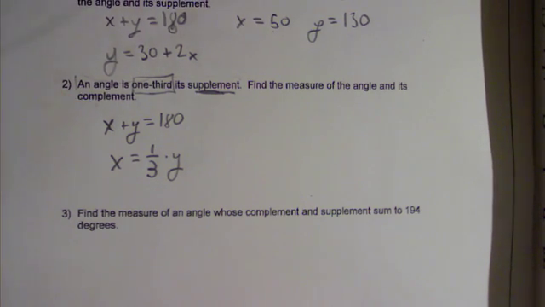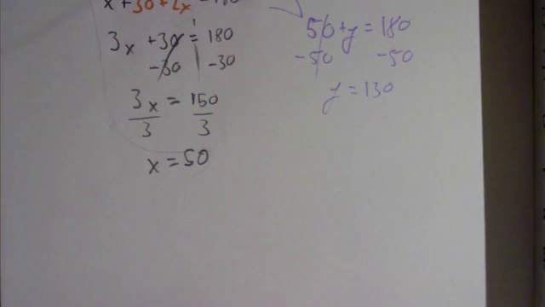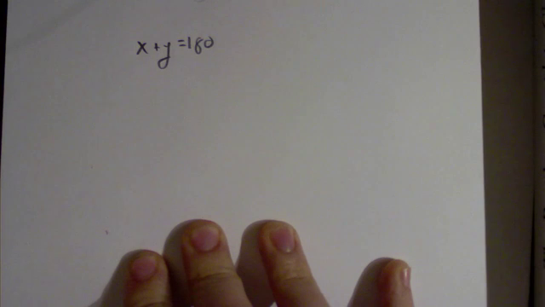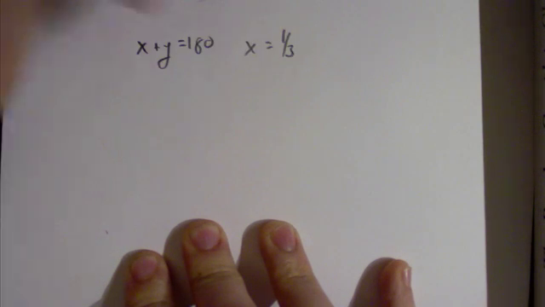So I'm going to move on to another sheet of paper so we have a little more room to work here. Let's move this paper up here. My 2 equations were x plus y equals 180 because they are supplementary. And then the question said an angle is 1/3 its supplement, so x is equal to 1/3 times y.